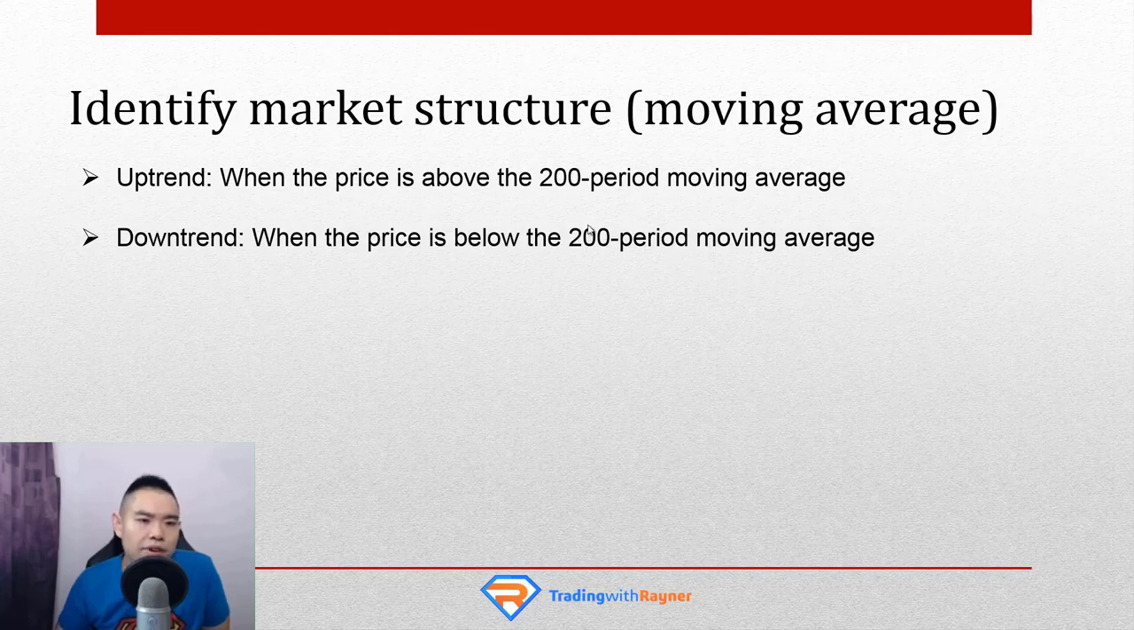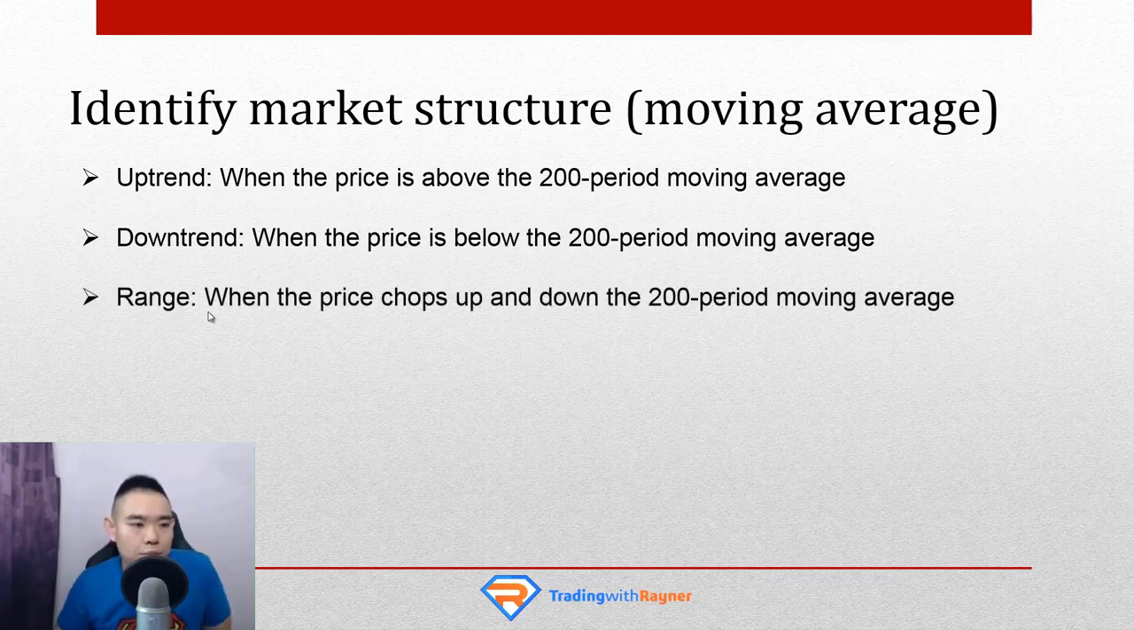So some of you might be wondering, hey, Rena, why 200-period moving average? Well, there's really nothing magical about this, but when we use 200, it will take into consideration 200 bars on your chart. So it will give you a long-term guideline to whether this market is heading higher or lower. So this is a way to help you define the long-term trend. And finally, the market is in a range when the price chops up and down the 200-period moving average.